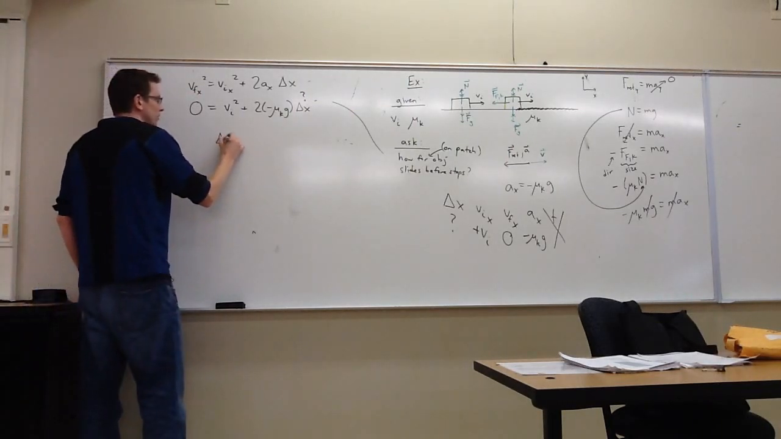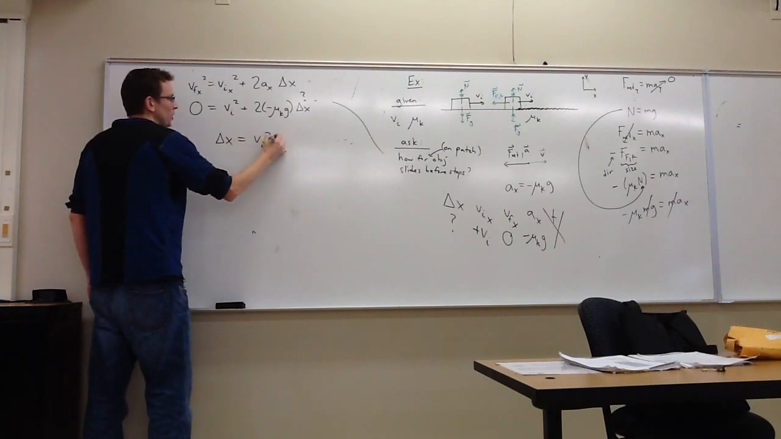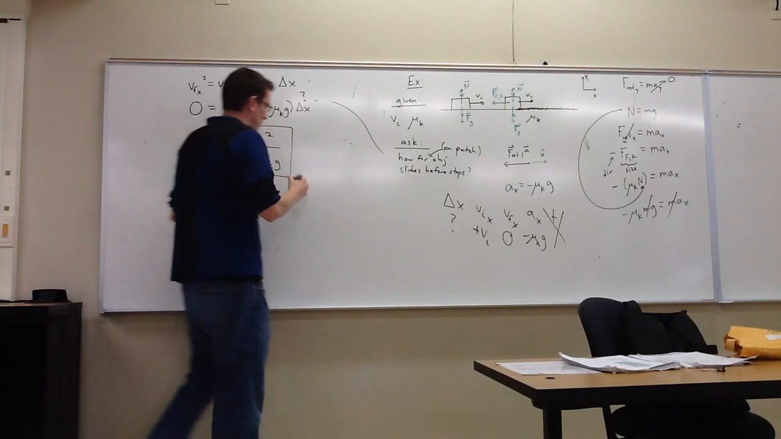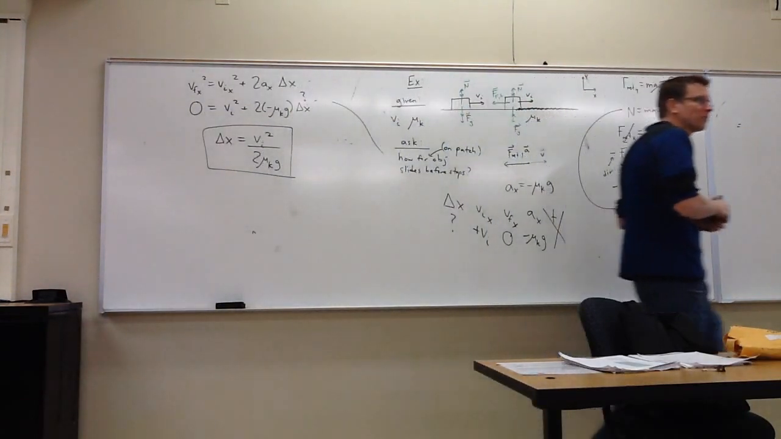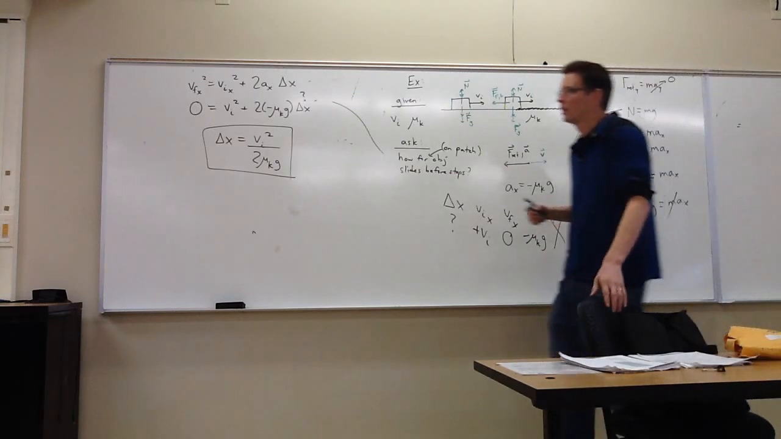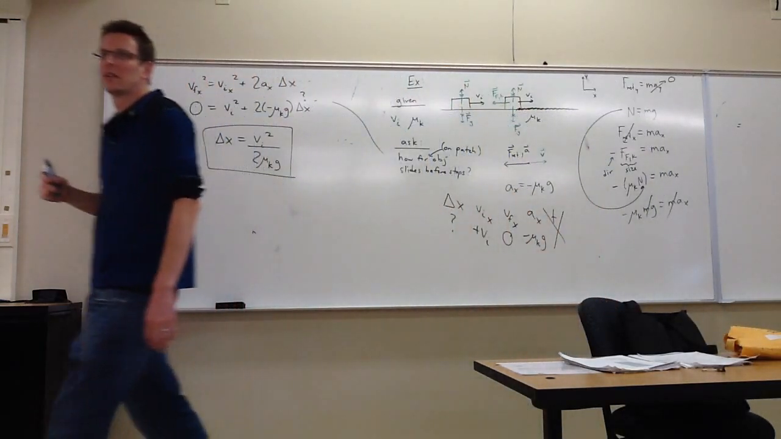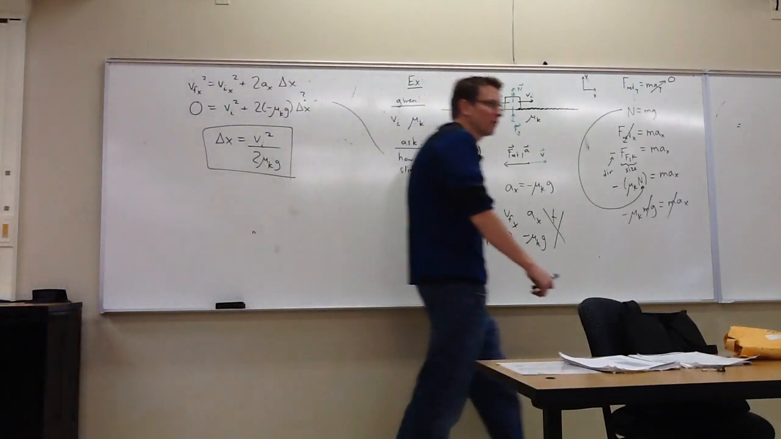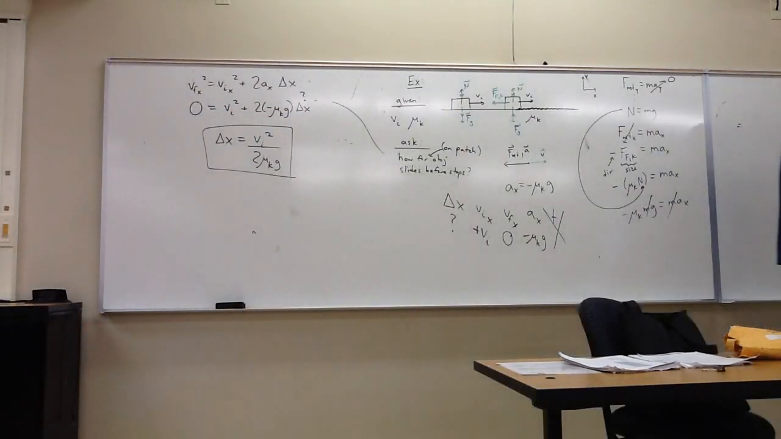So delta x, in terms of givens, is here. This is, again, not a derivation. This is an example. And just checking the rules of the game, the equation is in terms of things that I'm given, v initial and mu k, and g is always allowed. Okay?